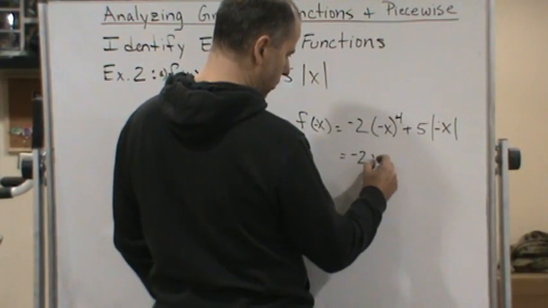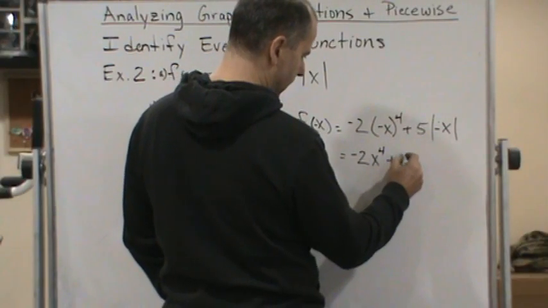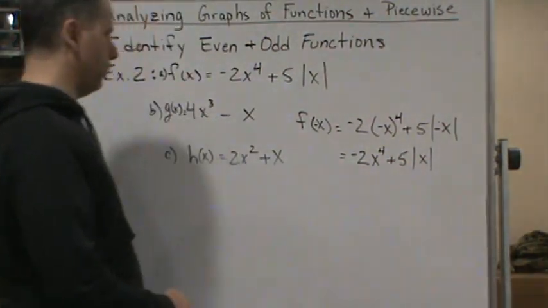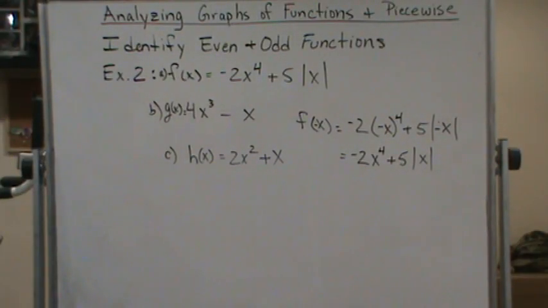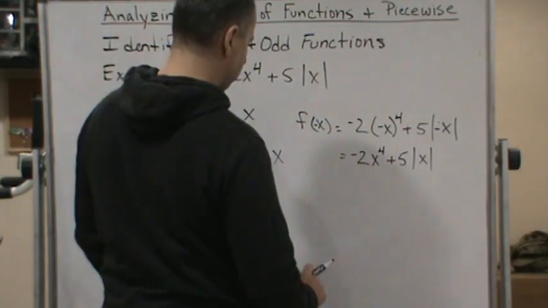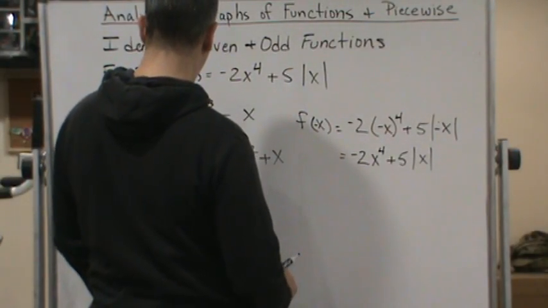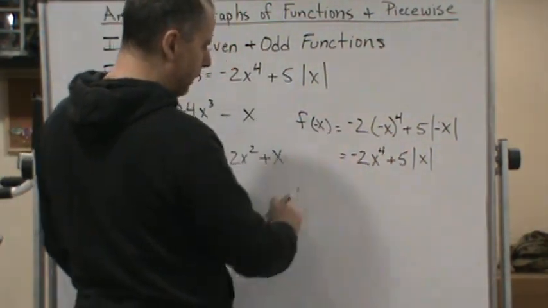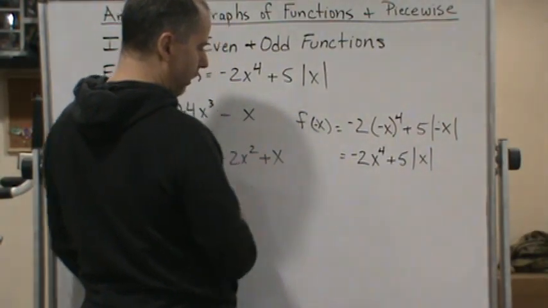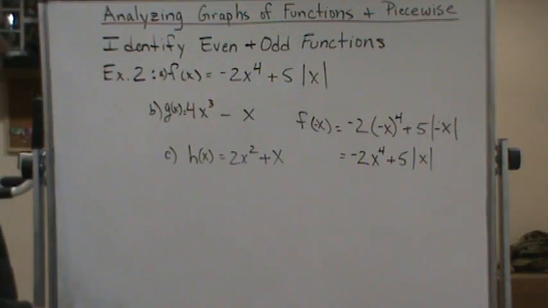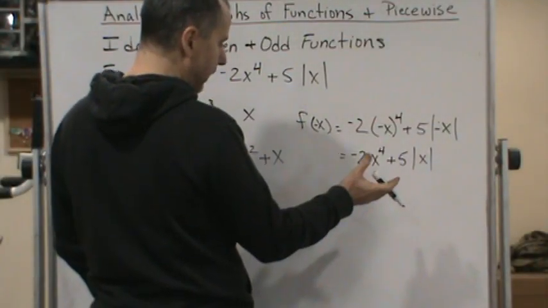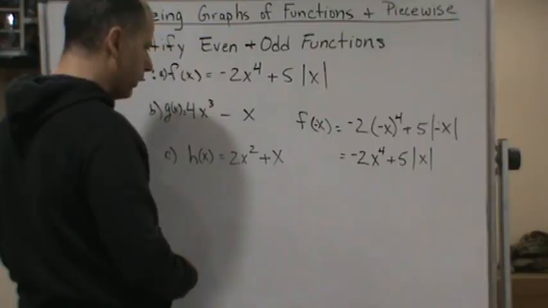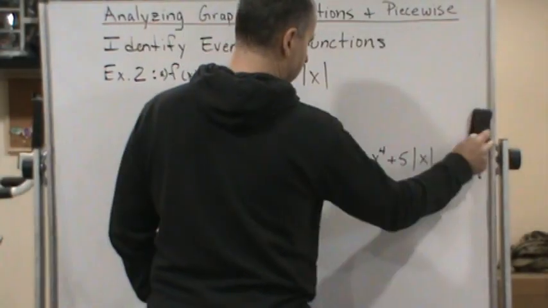So we're going to get negative 2 x to the fourth plus 5 times the absolute value of x, which is what we started with. So this is an even function. Now, I didn't get the opposite, so I didn't get the negative of f of x. So it's not odd. It's an even function.